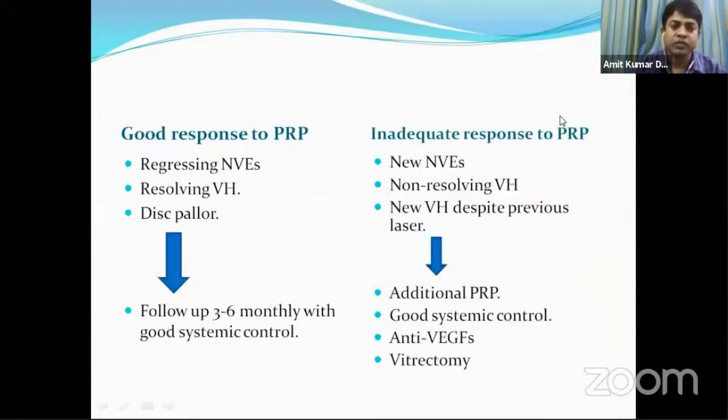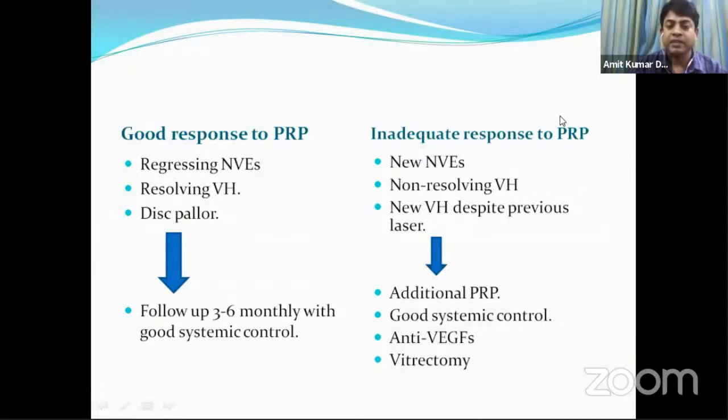So what does a good response to PRP mean? You can see regressing new vessels, and if there was a vitreous hemorrhage, it will be resolving on follow-up. The disc might show some fibrosis in the follow-up. So these patients who are responding to PRP can be followed up every 3 to 6 months with good systemic control. On the other hand, with inadequate response to PRP, we might see new NVEs or NVDs developing.